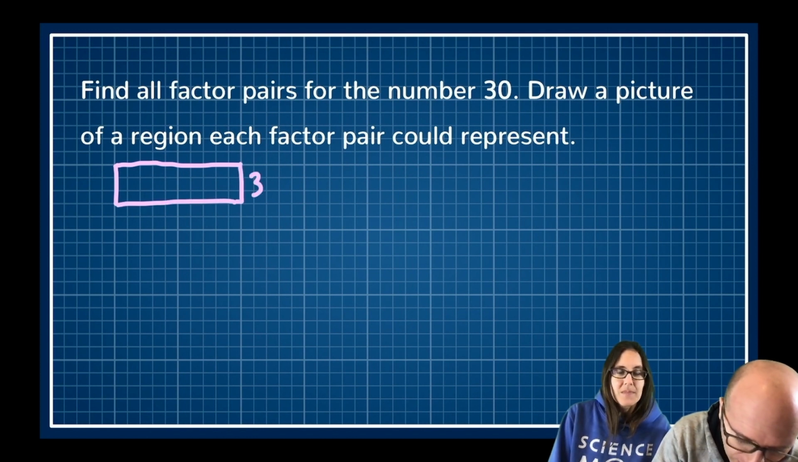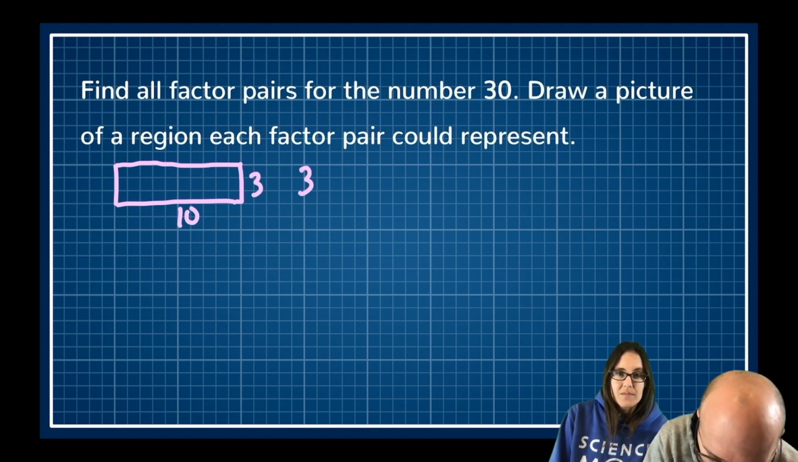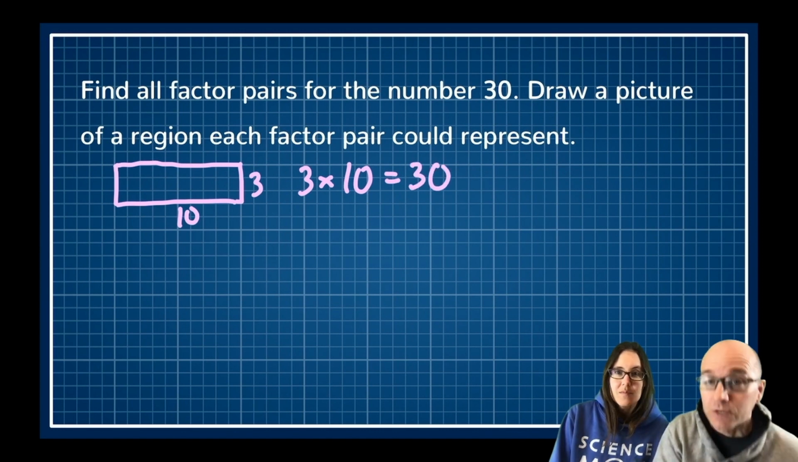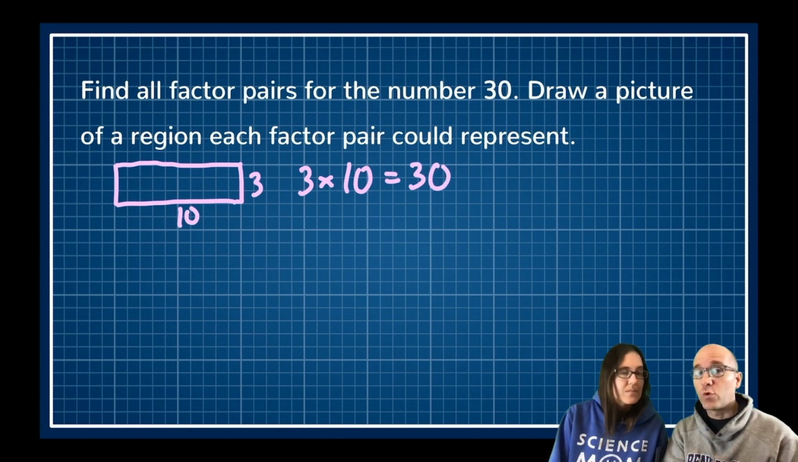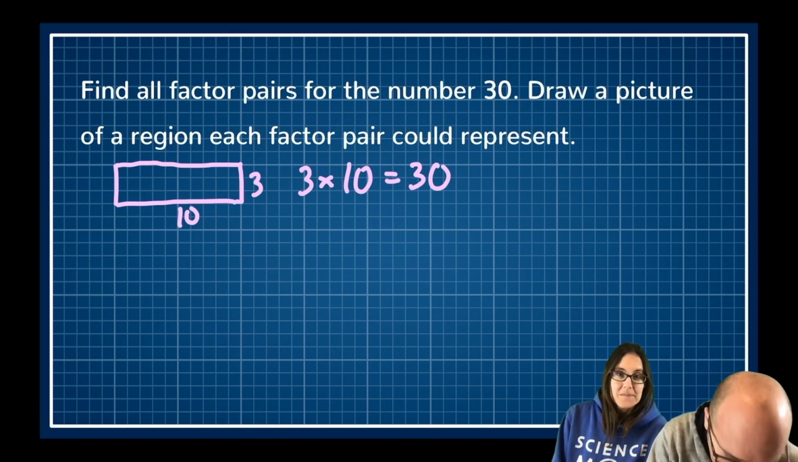So I'm just going to say that one's 3 by 10, or the number sentence here, 3 times 10 equals 30. So we found one factor pair for 30. 5 and 6 is another one. 5 and 6, I like it.